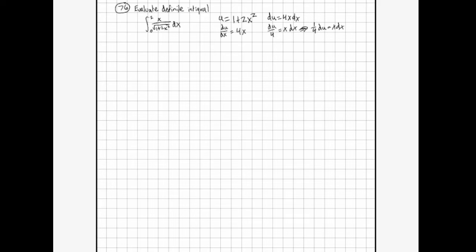So that may not seem important right now, but first we need to rewrite this. So we got the integral from 0 to 2 of x times 1 plus 2x squared to the negative 1/2. And because there's an x right here and a dx, it's just 1/4 times the integral from 0 to 2, and then, don't need the x.